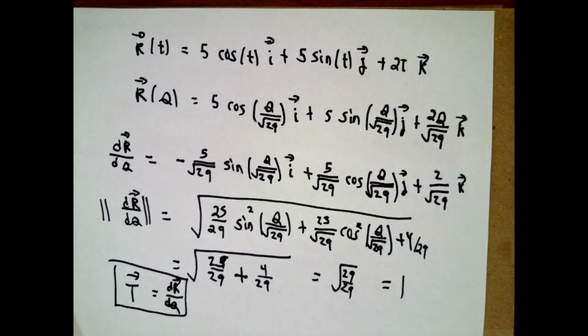Of course, this could just be a coincidence. It could have worked out that this is a special vector valued function, and just by luck, the unit tangent vector is just the derivative, with respect to s, that is.